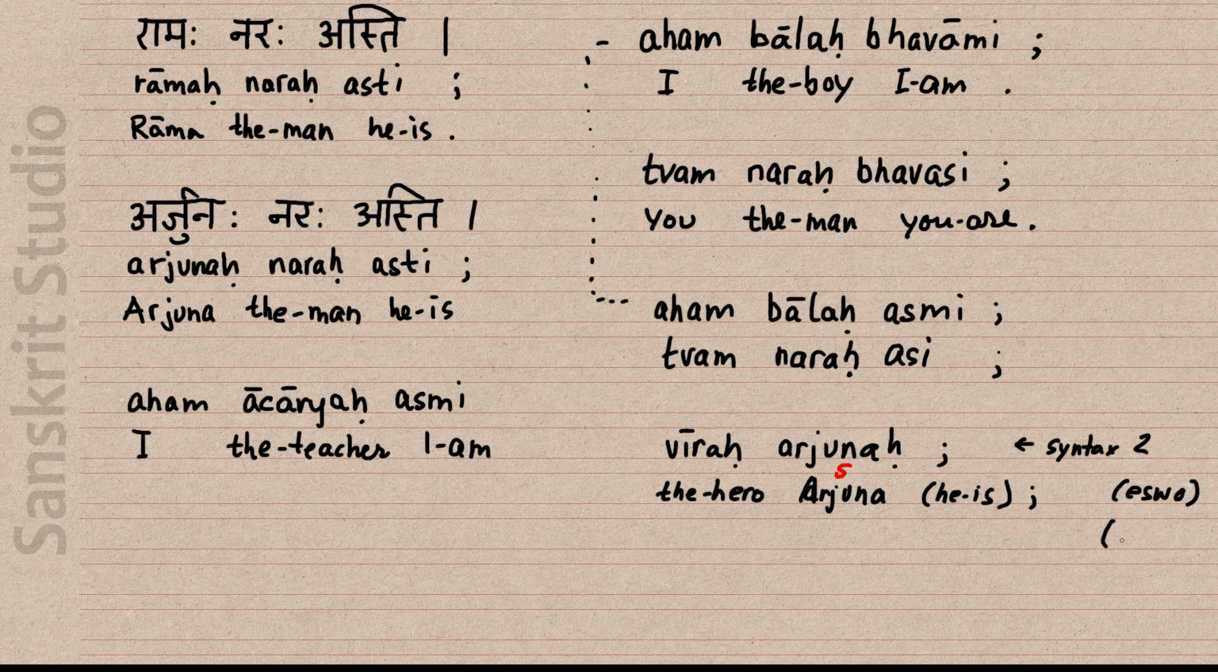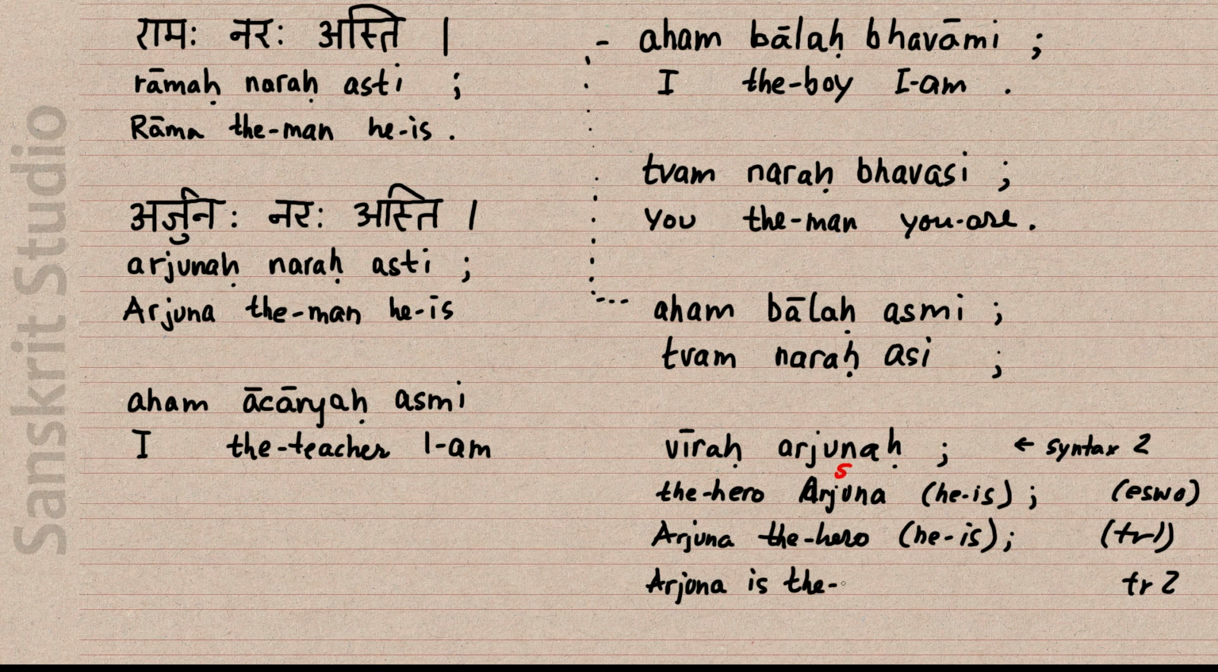and then we do the translation. We flip: Arjuna, the hero, so we get back to the normal word order with the verb last, even though it's not written. And then we just translate it normally in TR2 here. Arjuna is the hero. So that's just a little exercise there.